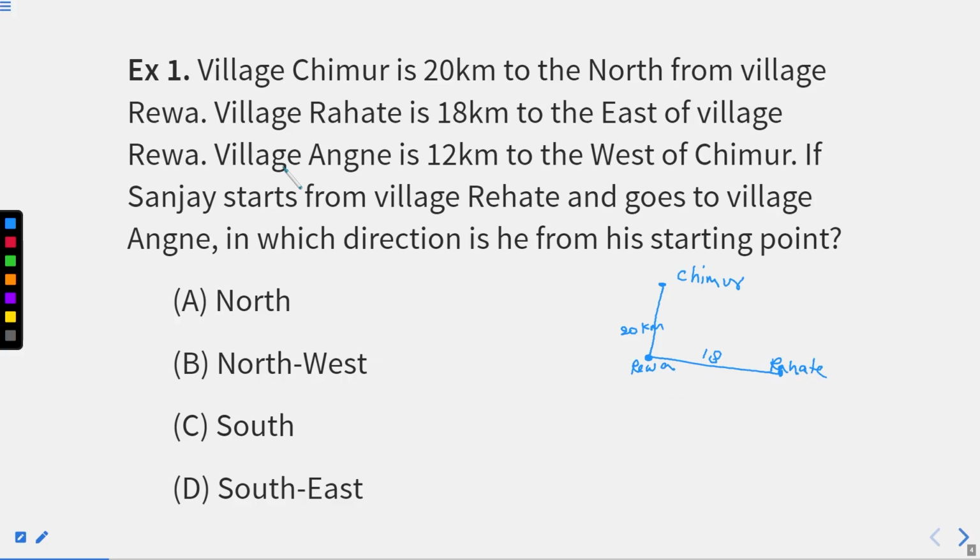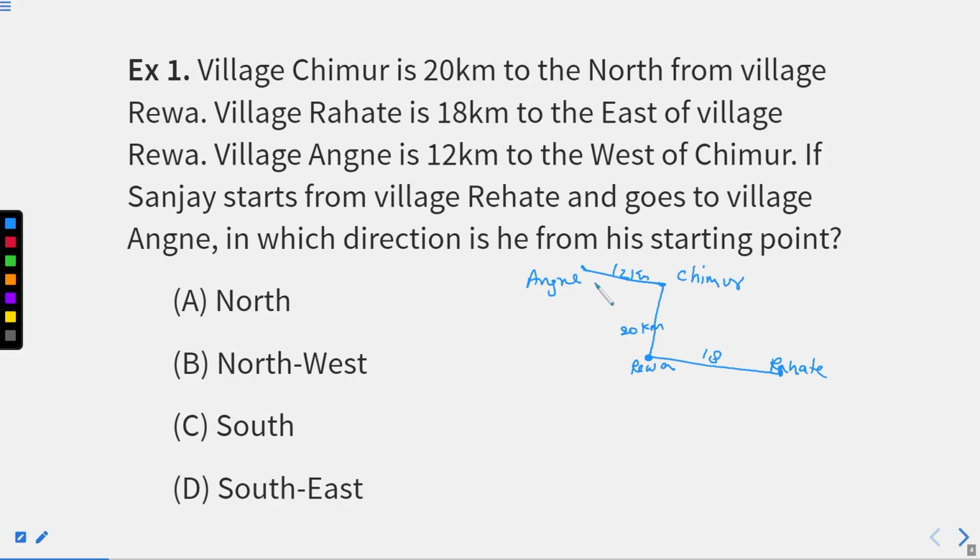Now read the next line, that is village Angani is 20 kilometers to the west of Chimur. So this is Reva, this is Chimur, and if we move west from Chimur, we'll move in that direction, and at that distance of 20 kilometers, we have village named Angani, right? If Sanjay starts from village Rahate here and goes to village Angani, right?